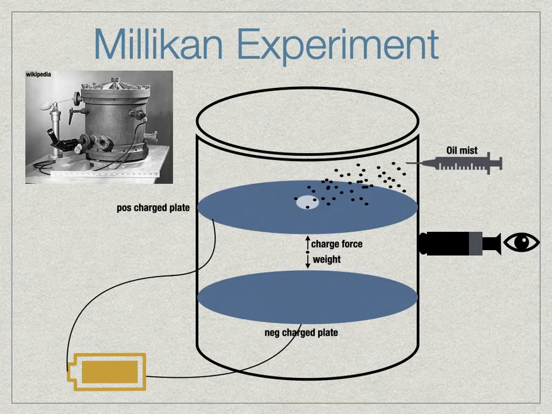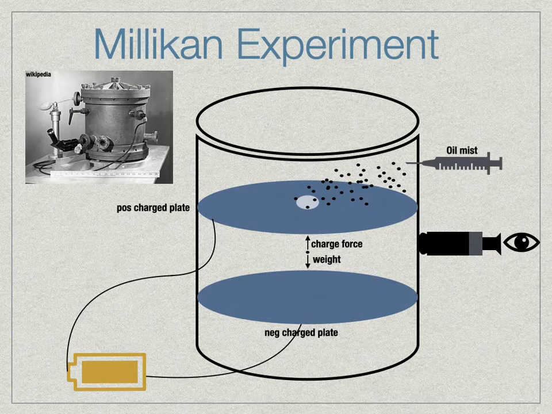So in the top of this chamber, you're going to inject a mist of oil. When that oil hits that positive charge plate, it's going to charge. It's going to have the effect of charging those oil droplets negatively. And so any oil droplets that fall through that tiny hole are going to then enter this middle chamber between the two plates.